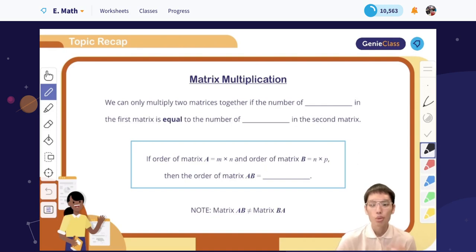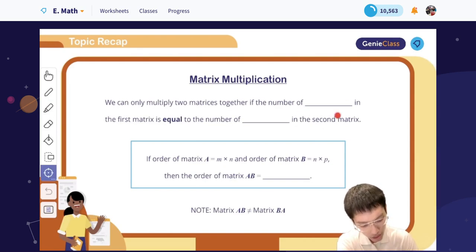Let's recap. We can only multiply two matrices together under a condition. This is where I will ask all of you, do you recall what the condition here is? The number of what in my first matrix is equal to the number of what in my second matrix? Does anybody recall the two words in their exact positions? Let's face this word first. The number of what in my first matrix? What is that word I'm looking for? I'll give you some time to think about it. What is that particular word I'm looking for?